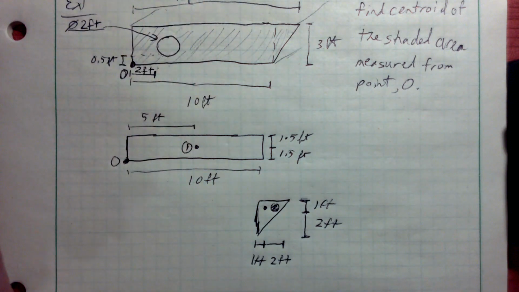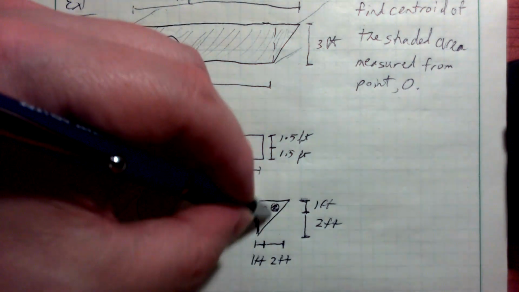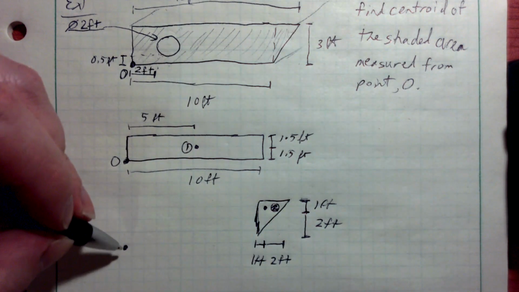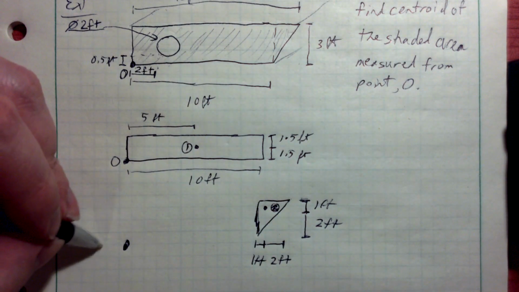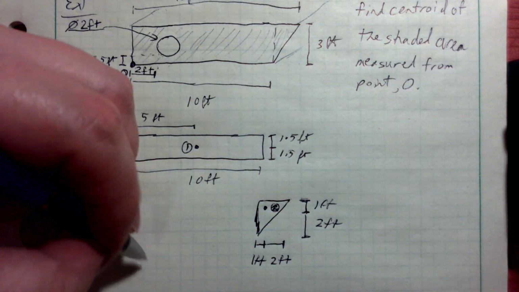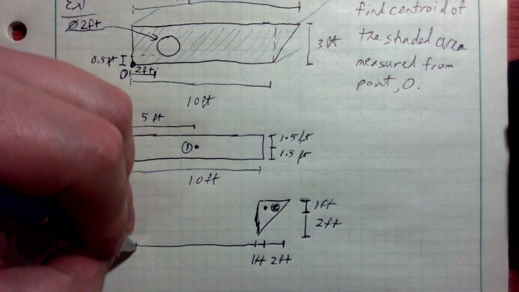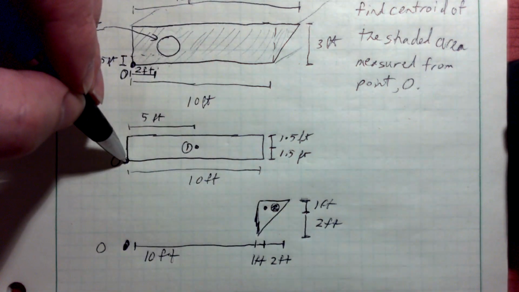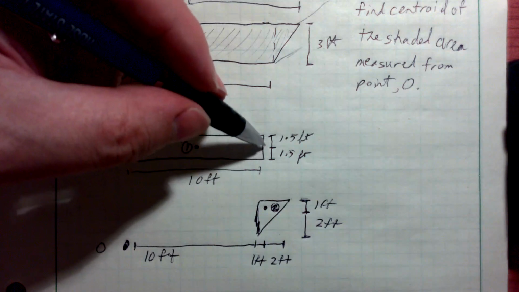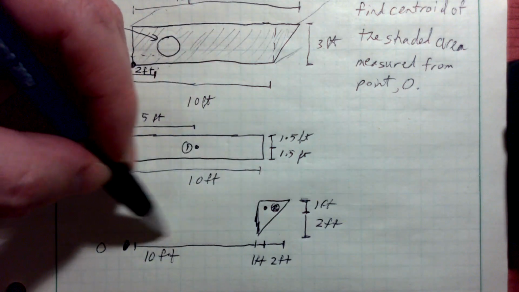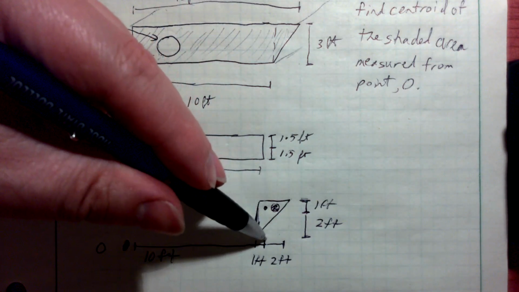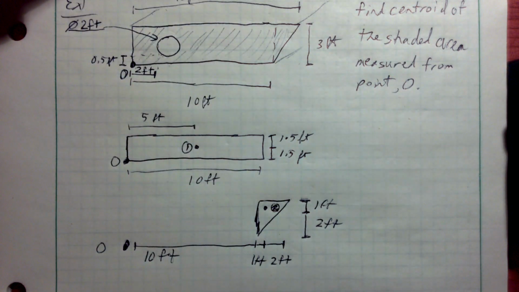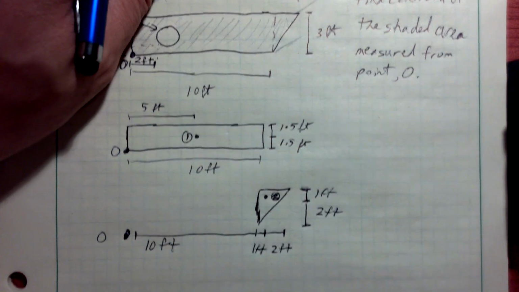Now, again, keep in mind, we're not measuring relative to this triangle. We're measuring relative to some point O down here. So that's going to be 10 foot from point O, the edge of this rectangle, to where the edge of this triangle starts. So it's going to be 10 foot from point O plus the other 1 foot to get to the centroid. And then going up, it's just the 2 foot up from the bottom. Now, we're going to see why that's important in just a second.